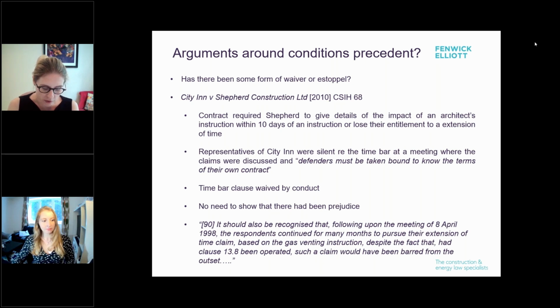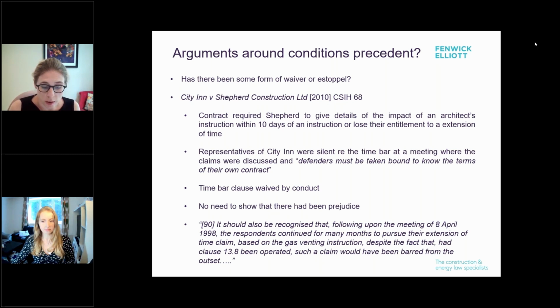What do I mean by waiver? Well, it's conduct or words indicating that enforcement of a condition precedent or time bar will not be sought. The person waiving the right to rely on it must know it exists, and there must be communication of those words or conduct to the person seeking to rely on the waiver. For example, "don't worry about notifying, I will see you right," or "we will deal with the delay claims separately at the end of the project."